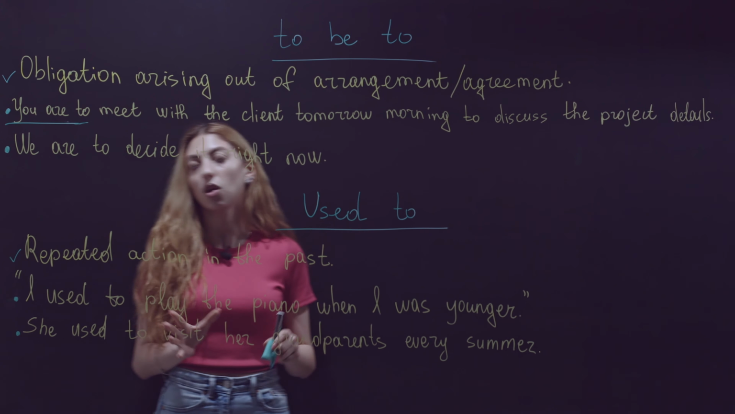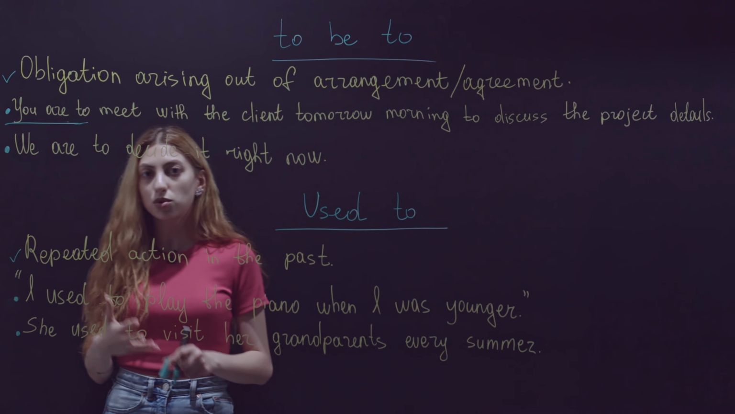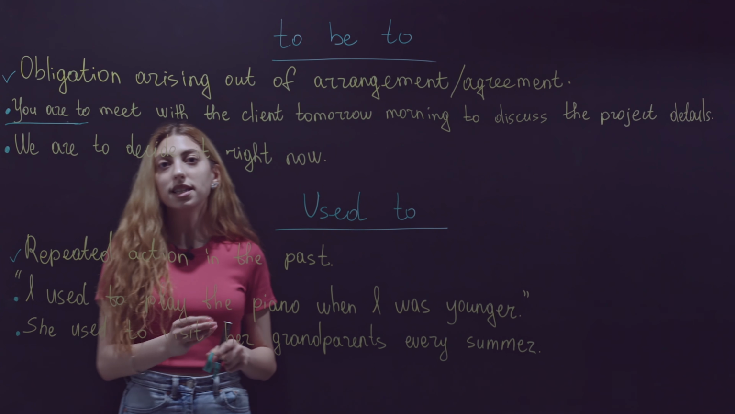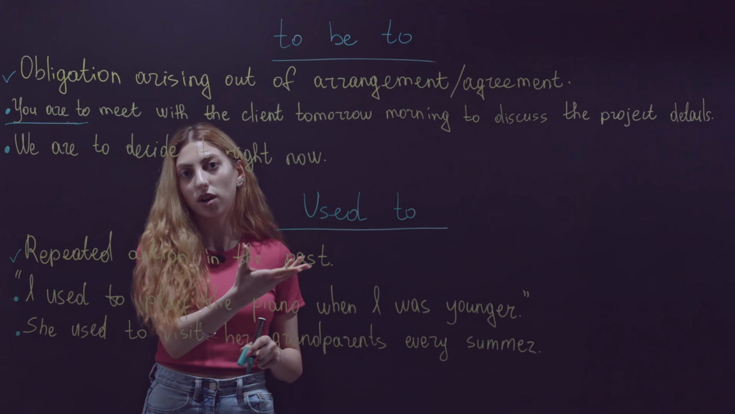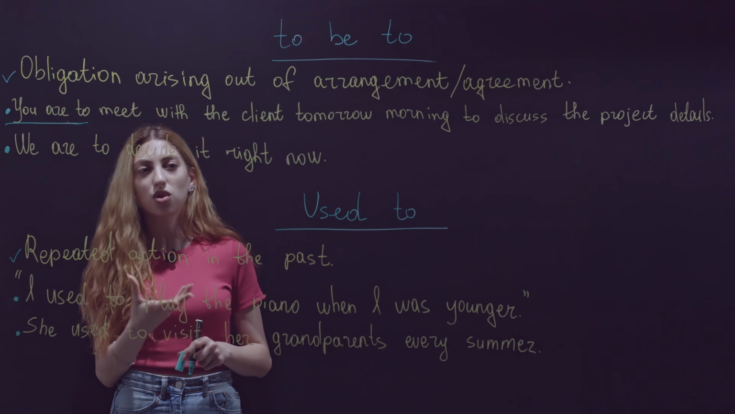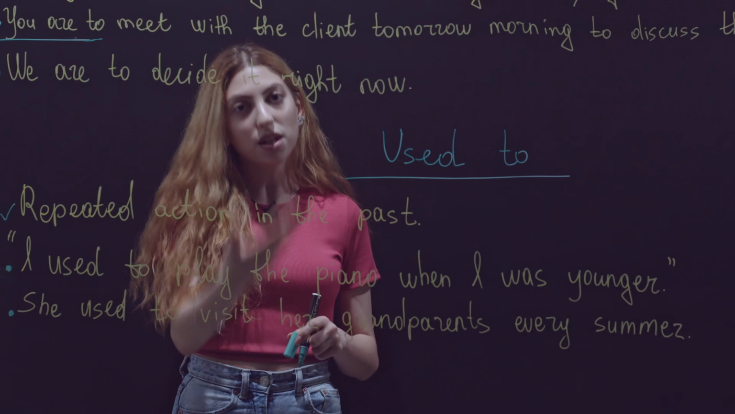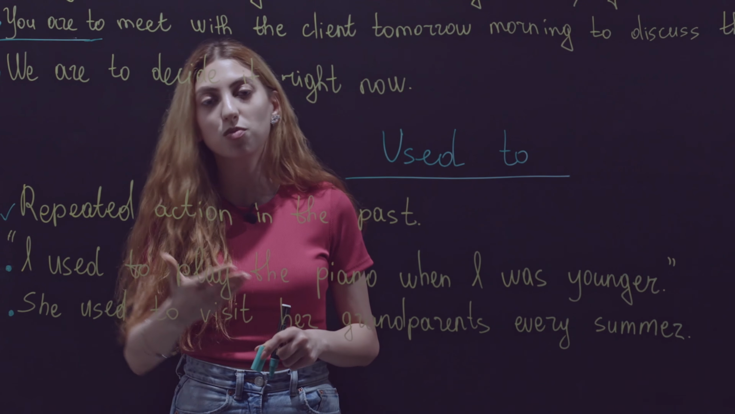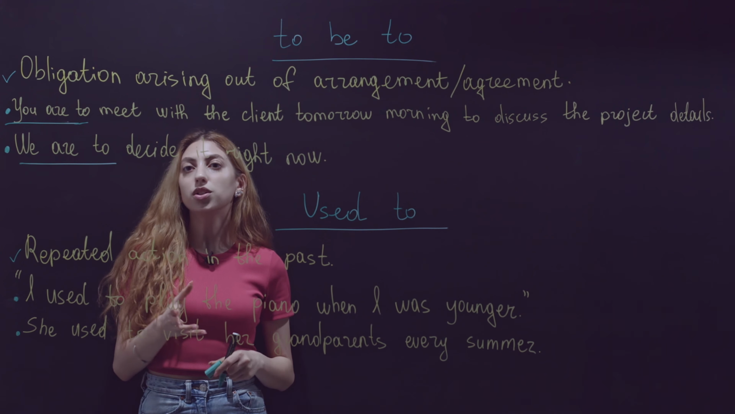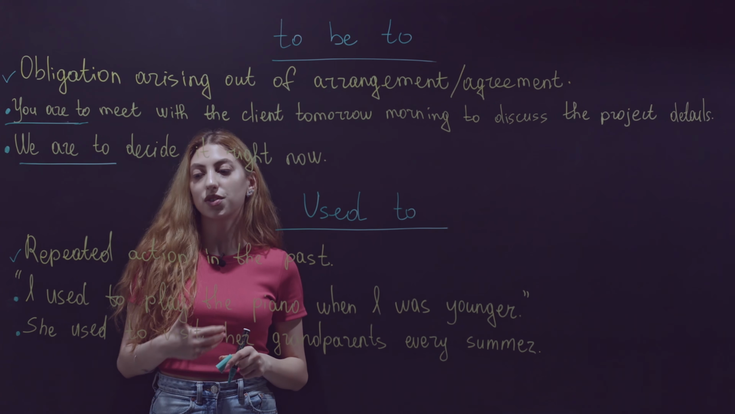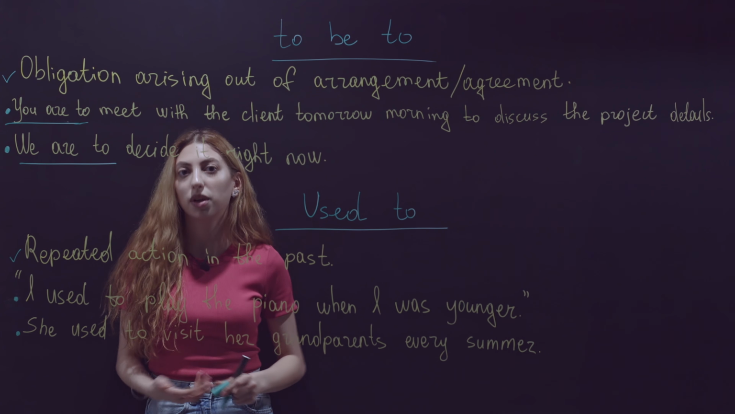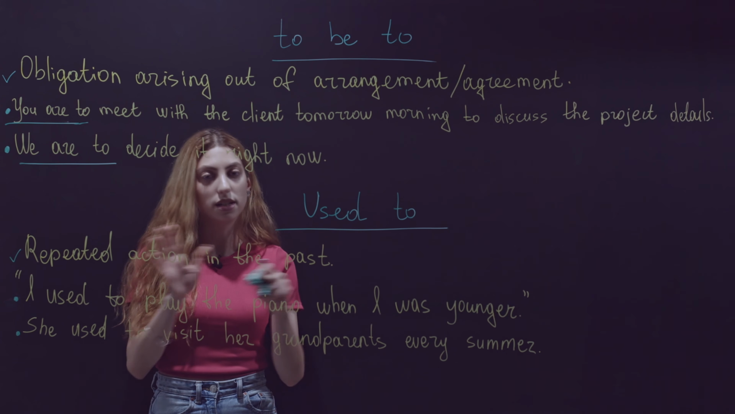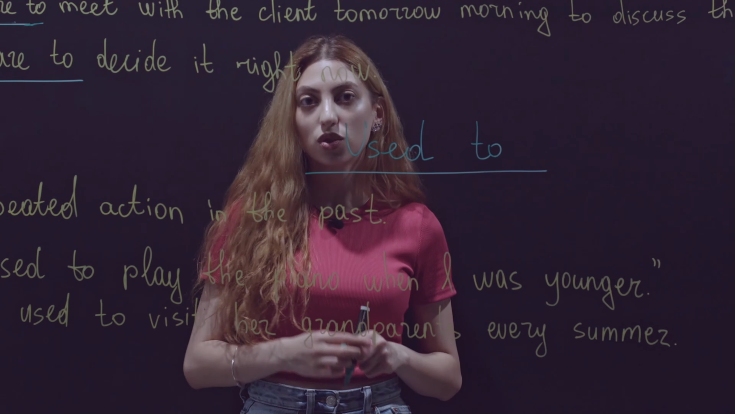And what is I am to do this work? When I use this structure, we can say it's kind of a mixture of must and have to, but the difference is that this is about obligation arising out of arrangement or agreement. So we are to decide it right now. We can say we have to decide it right now because we agreed. Next one is used to.